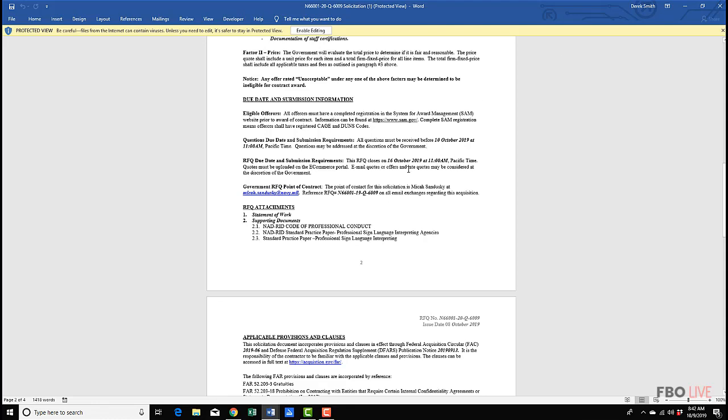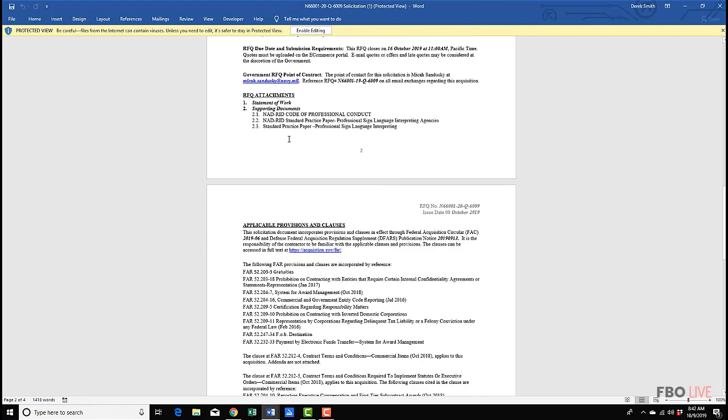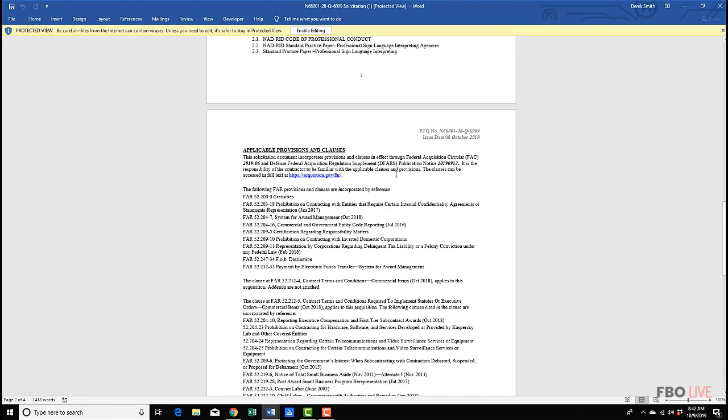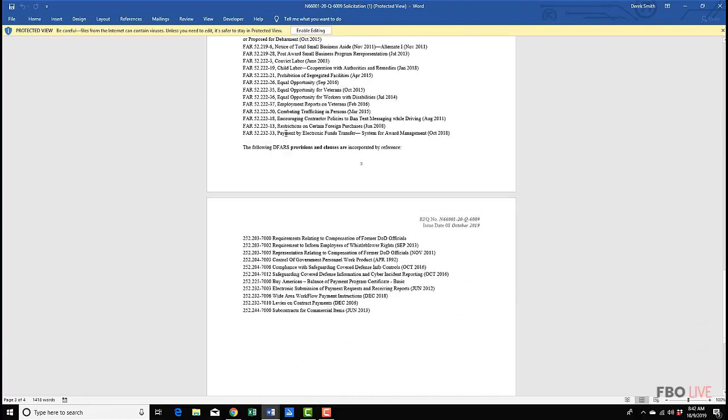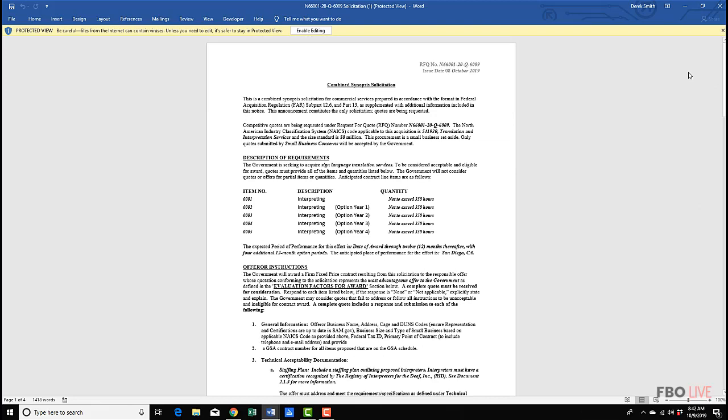Okay, cool. So, good information. They're telling us the point of contact is Micah Sandusky. We already know that. Attachments, they're telling us there's the NADRID, which we didn't get into, but we'll take a peek at probably here in just a minute. Then they've got provisions and clauses, which you want to take a peek at. And yay, guys, that's it. That's all 4 pages of the solicitation.